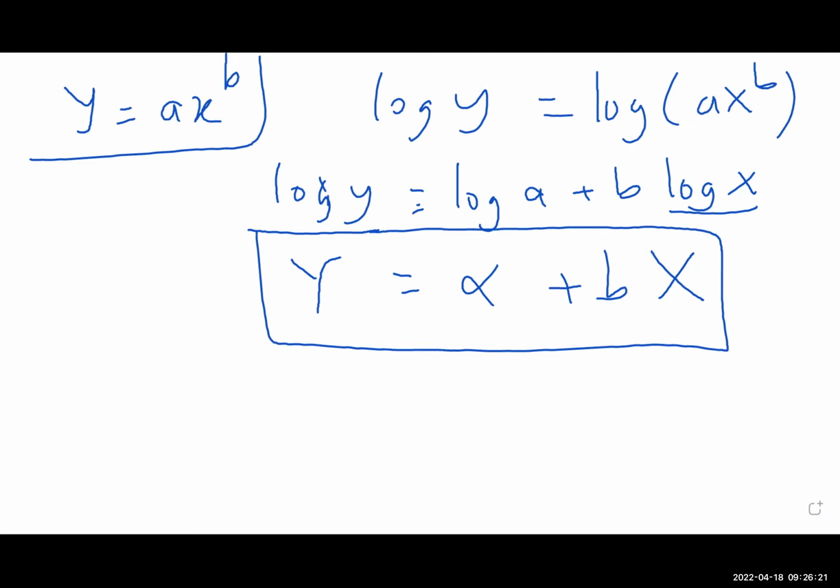Once I have this, don't forget, alpha equals log a. In that case, a equals, depending on your base of the log, for example, if the base of the log is 10, then you have 10 exponent alpha. Is this clear or not?